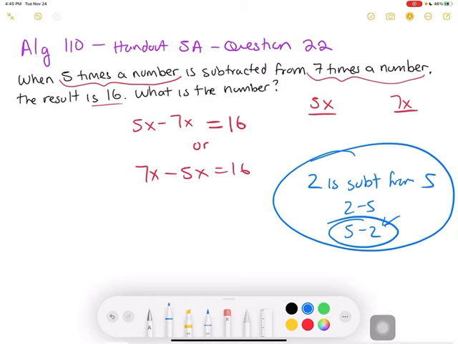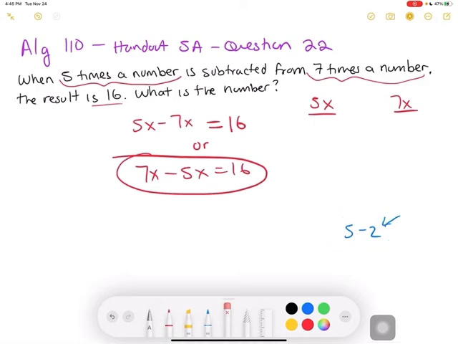In the same way, on this problem, when it says 5 times a number is subtracted from 7 times a number, that means 7 minus 5. This is what we're looking for, a 7 minus 5, because 5 is being subtracted from 7, times a number. So this is what we're going to keep here: 7x minus 5x equals 16.